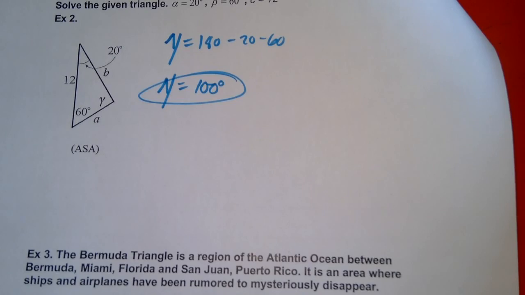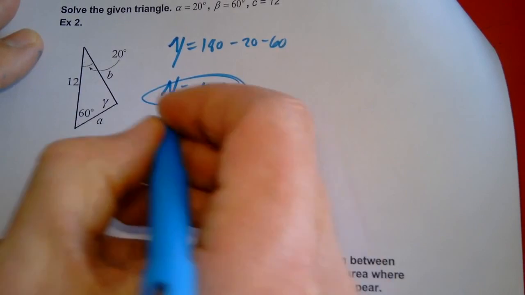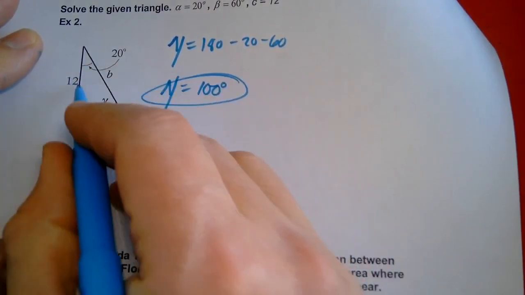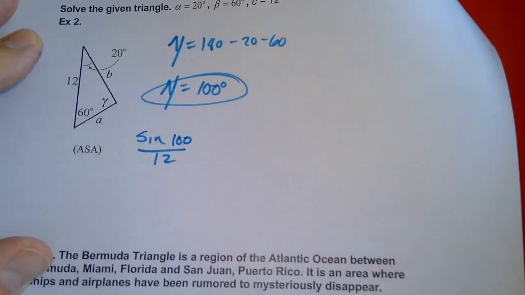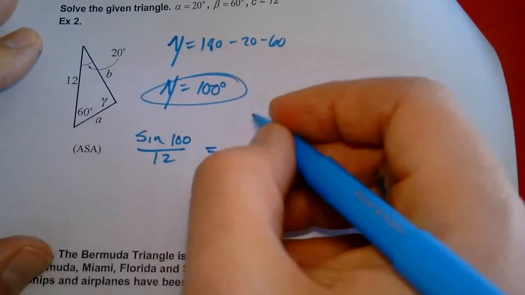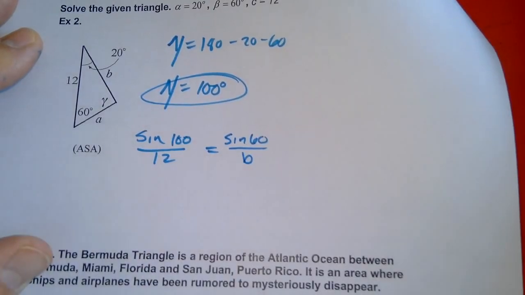Which one? Do B? B. All right, so they gave me 12. So I'm going to use that, and 12 is across from gamma. So I'm going to put a hundo there. So I got the sine of 100 over 12 is now equal, and I heard B, so we're going to do sine of 60 over little b.